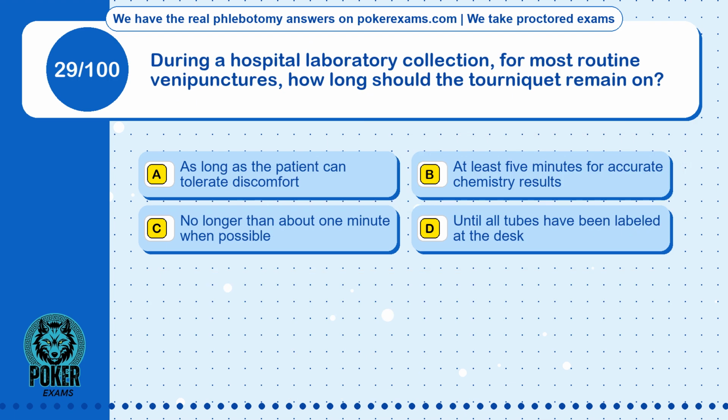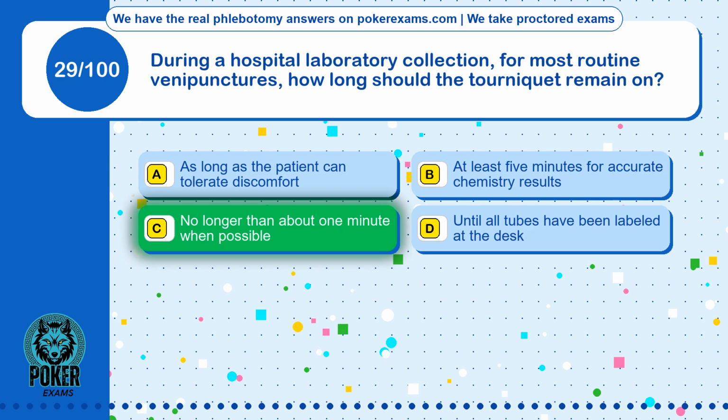Question 29. During a hospital laboratory collection, for most routine venipunctures, how long should the tourniquet remain on? Option A. As long as the patient can tolerate discomfort. Option B. At least 5 minutes for accurate chemistry results. Option C. No longer than about 1 minute when possible. Option D. Until all tubes have been labeled at the desk.